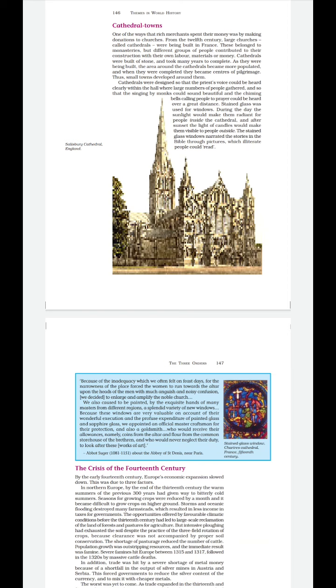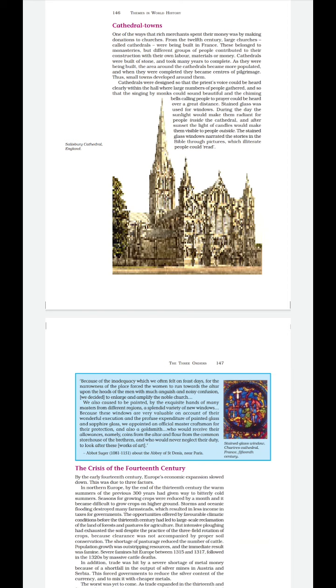the windows of the cathedral church were made in such a way that in the morning the sun rays used to enter the church. Clear? And at night the candle light rays used to pass out from the church and give light outside. Clear? Now the cathedral was designed in such a way that the priest's voice was heard clearly within the hall, where a large number of people used to gather.